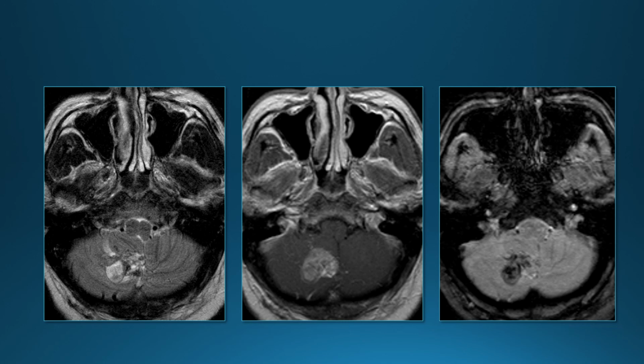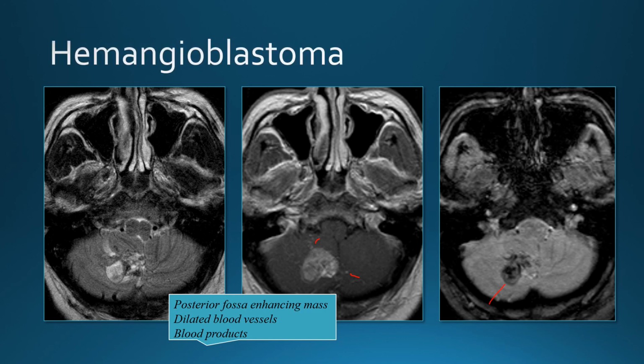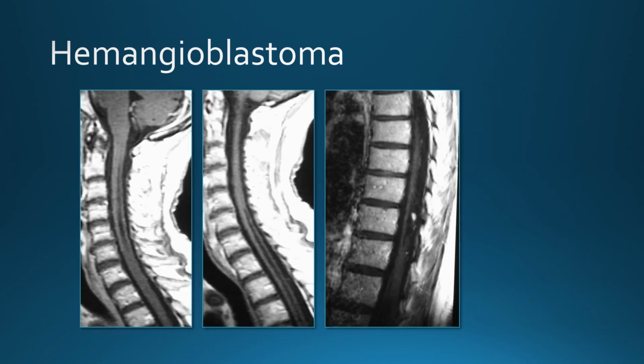T2, post-contrast T1, gradient echo. It's a cerebellar enhancing mass. There are some dilated blood vessels that you can see next to it here. Blood products on the gradient echo images. Hemangioblastoma. These also occur in the spinal cord, in this case with a small enhancing tumor nodule and a big cyst next to it.